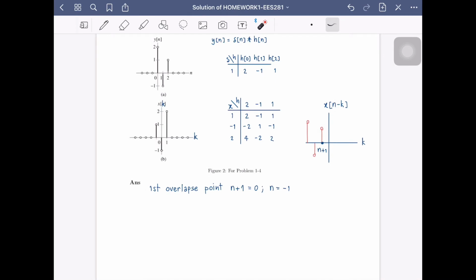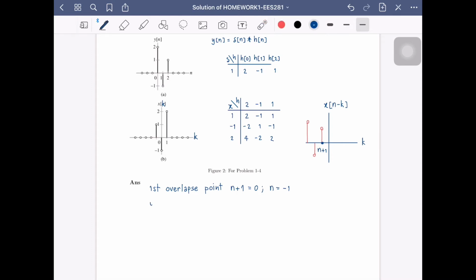So we have to move this signal to this one like this. And the first overlap point is when we move it like this, and we know that n plus 1 is equal to 0, which means n equals -1.